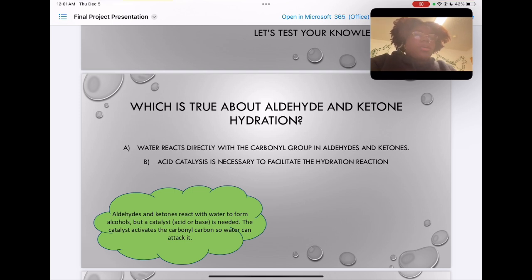Although A is correct, water does react with the carbonyl group, acid catalyst is necessary in order to facilitate the hydration reaction, because your catalyst, whether it's acid or a base, is going to activate the carbonyl carbon so that your nucleophile, which is going to be water, or a hydroxide ion, if you're doing a base catalyzed reaction, can attack it. You're going to need a catalyst to activate the carbonyl carbon so that it can be attacked by a nucleophile.